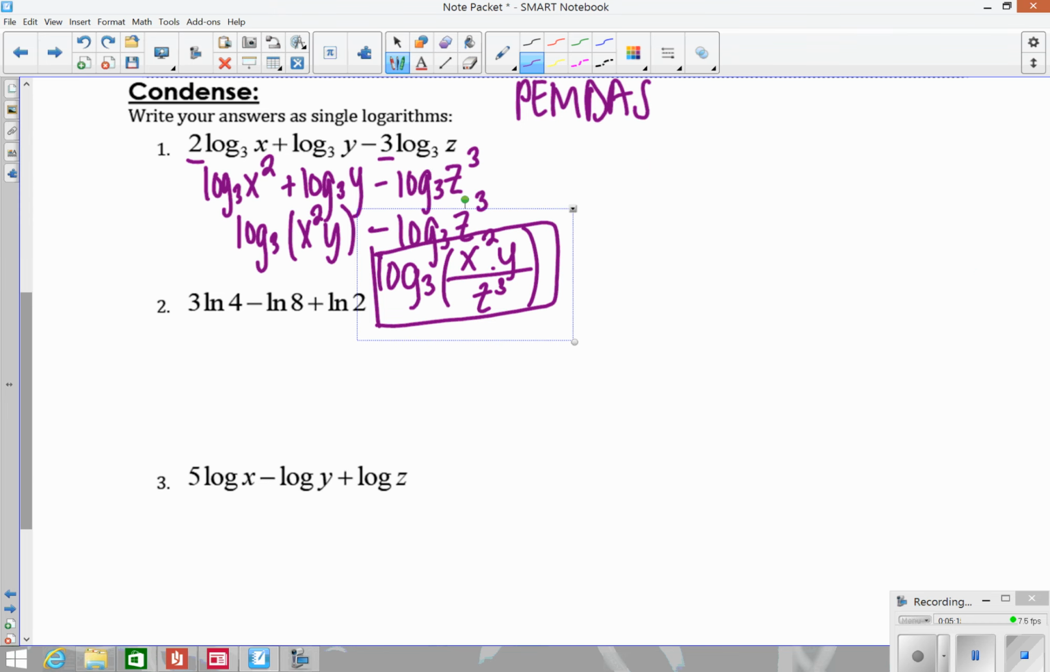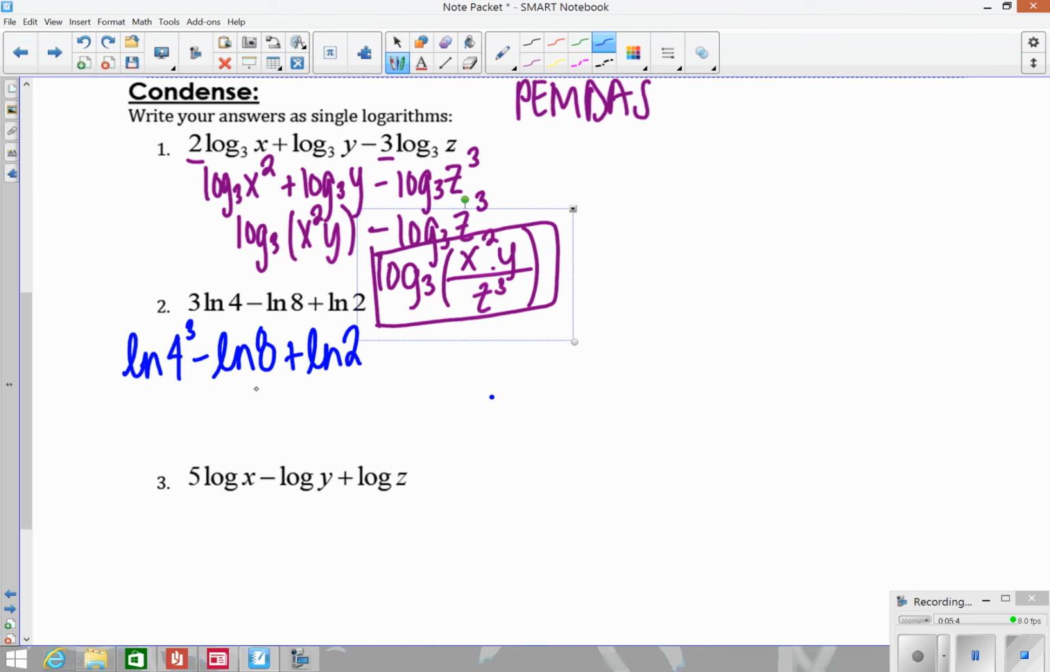So looking at number 2, we want to do the same thing. We want to condense this. So first thing I'm going to do is look for those exponents. Let's move those over. Because these are all ln's, these all have the same base, because remember, ln is just the natural log, so log base e. So this first one, it's going to be ln of 4 to the third minus ln of 8 plus ln of 2.